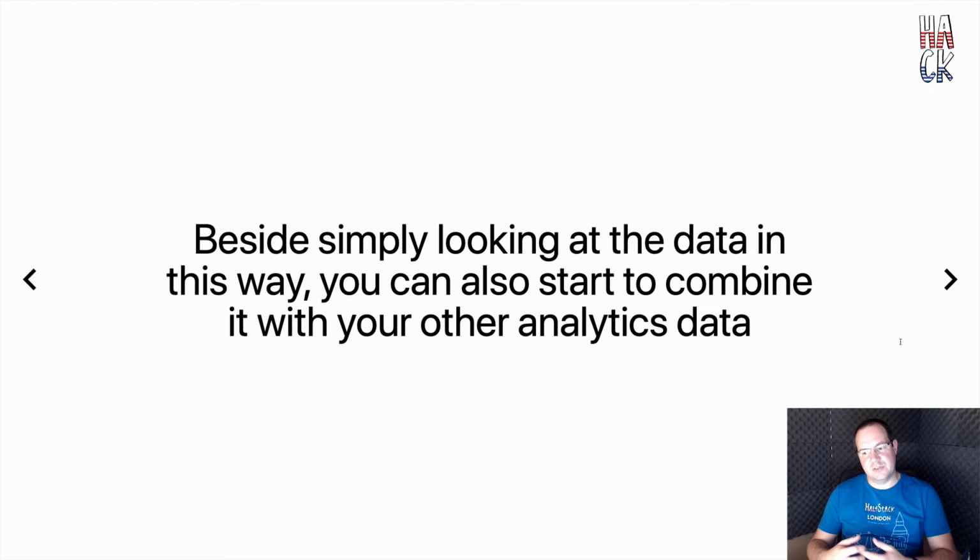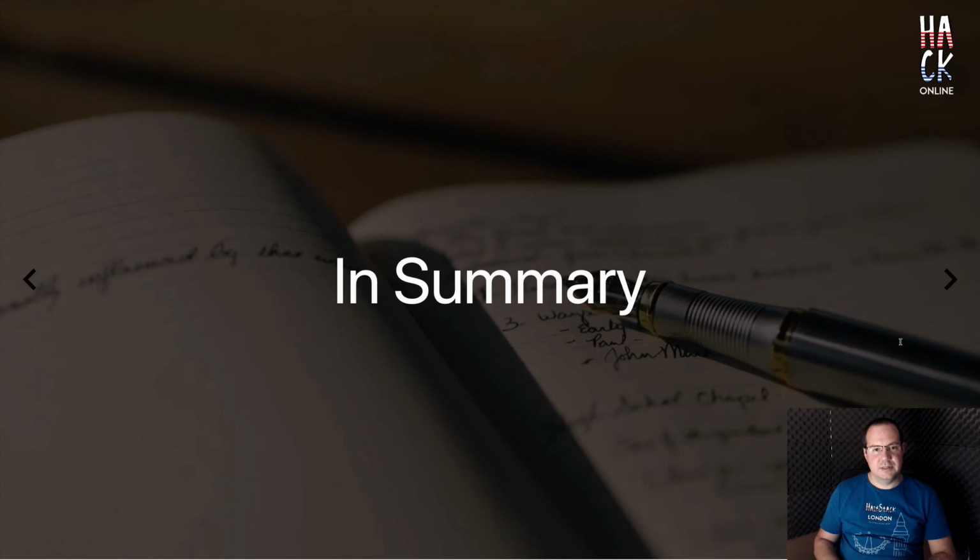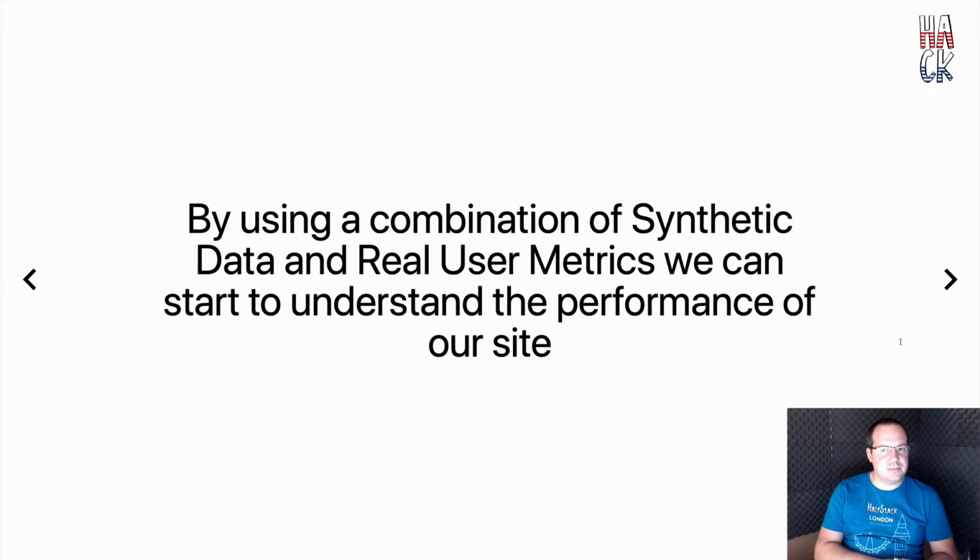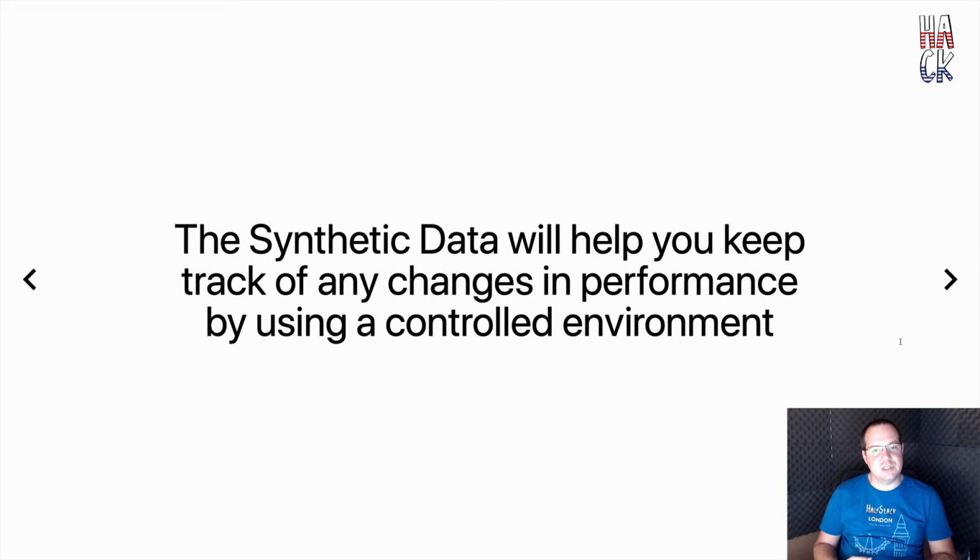So in summary, by using a combination of synthetic data and real user metrics, we can start to understand the performance of our site. And understanding that performance is really important to us. The synthetic data will help you keep track of any changes in performance by using a controlled environment. So if you make a change that makes your website faster, you can see it very clearly.